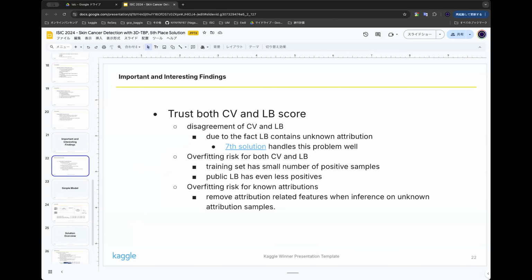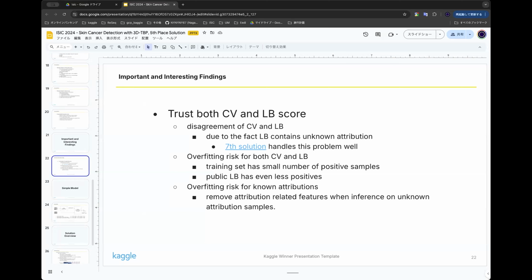We needed to improve the model while checking both the CV and LB scores. The correlation between the scores was not very stable, which we thought was because the test data included unknown hospitals. We noticed this towards the end of the competition, but the seventh team seemed to have noticed the problem earlier and dealt with it well.